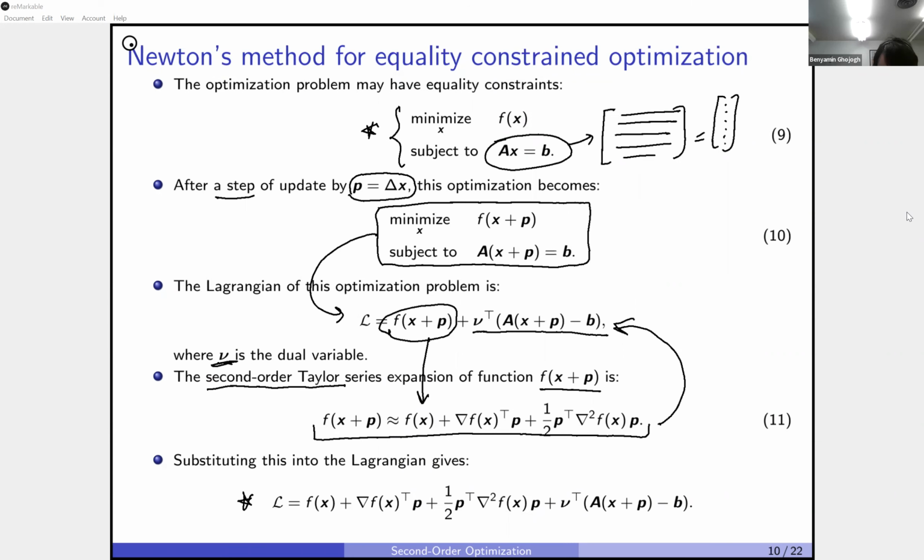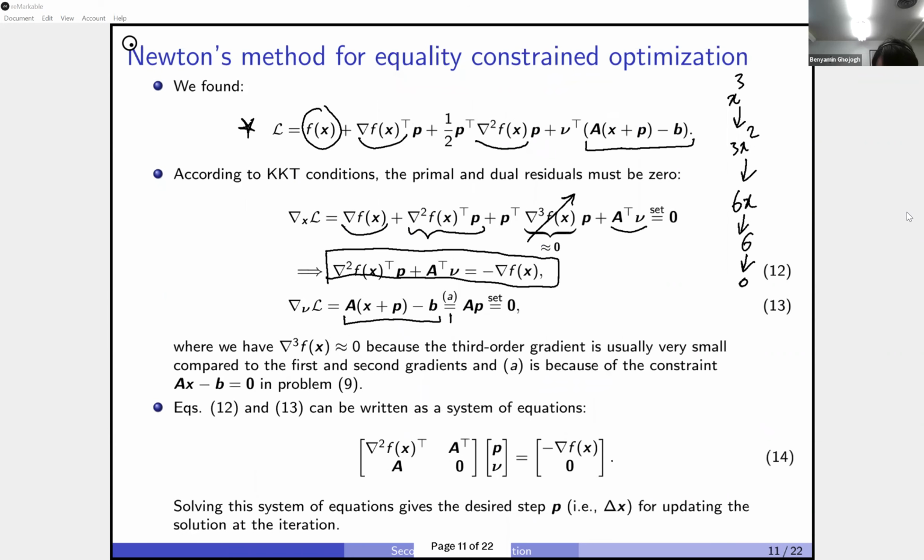Therefore, if we consider Ax equals b, so Ax equals b is cancelled by this minus b, so we'll have only Ap, and this needs to be 0 because of the KKT condition. So we have these two, so we have this and these two. Therefore, we have a system of equations. We can write it in matrix format.